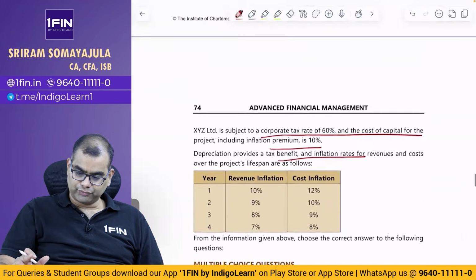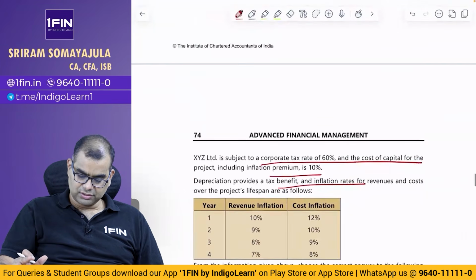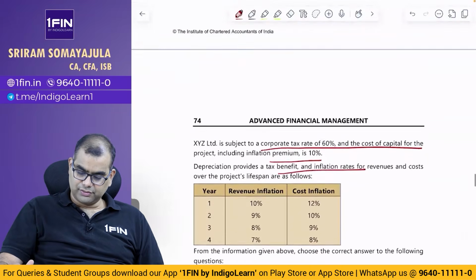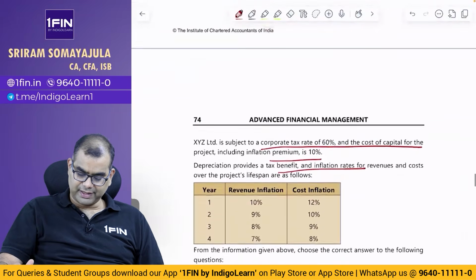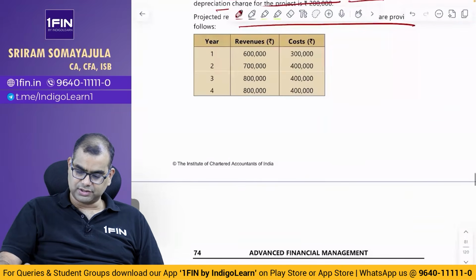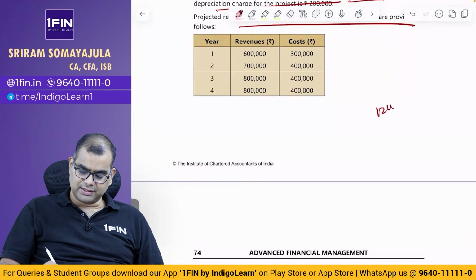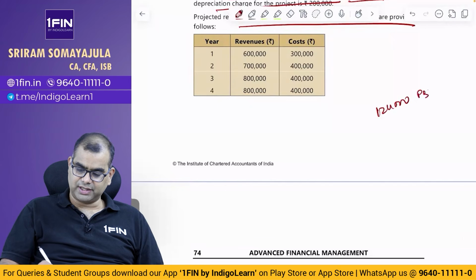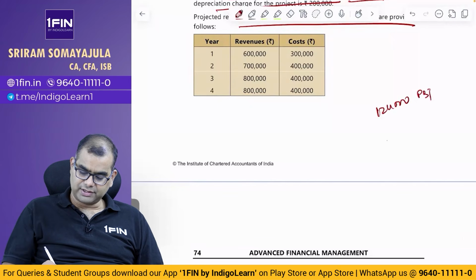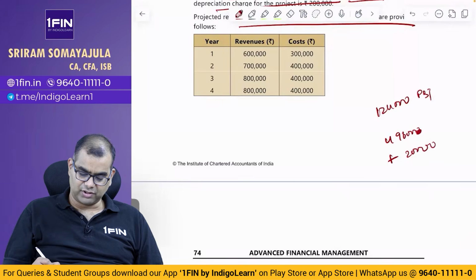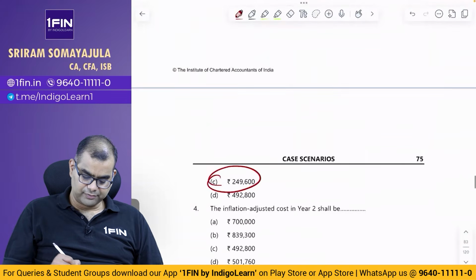From that, is there any other cost? No. From that, I subtract depreciation. What is the depreciation? Minus 2 lakh. So I get 1,24,000 as PBT. From that, I subtract tax into 0.4. So I get PAT as 496,000. 4,96,000 plus I'll add back depreciation of 2 lakhs. So I'll get 2,49,600.